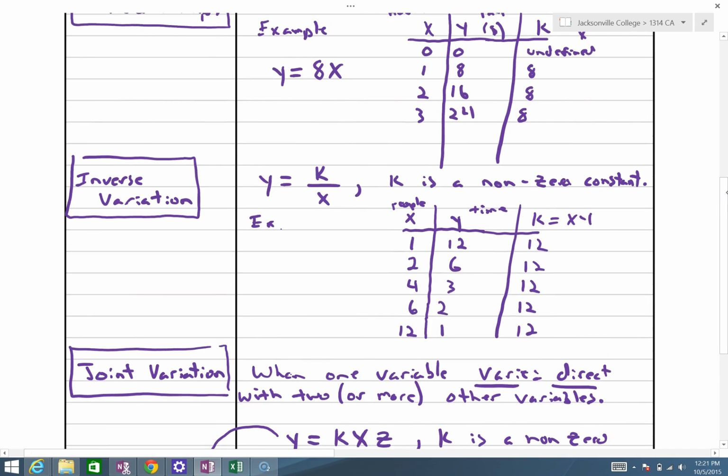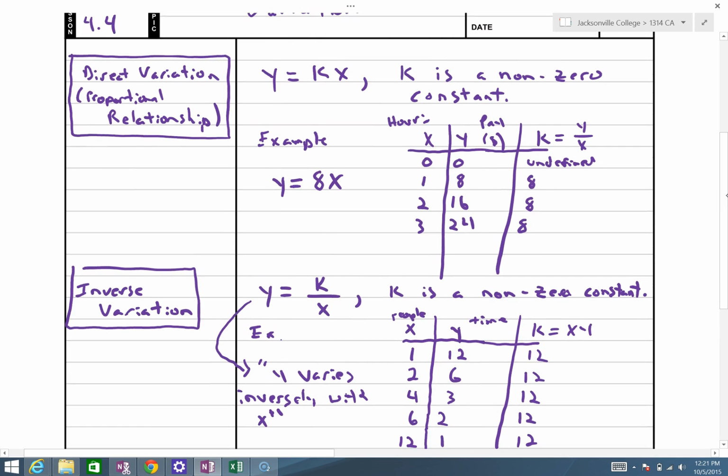In this one here, we say y varies inversely with x. And in this one, we say that y varies directly with x.